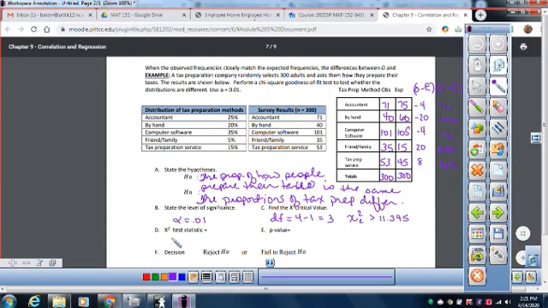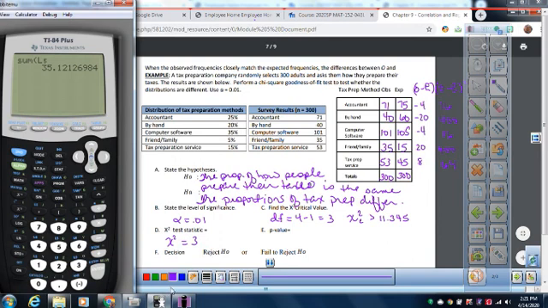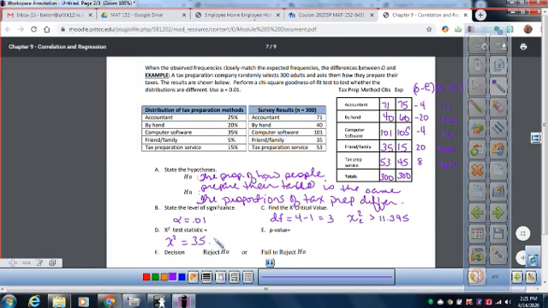So chi-squared equals 35.12. So you can do these individually. You could take 16 divided by 75 plus 400 divided by 60 plus 16 divided by 105 plus 400 divided by 15 plus 64 divided by 45 and gotten that.